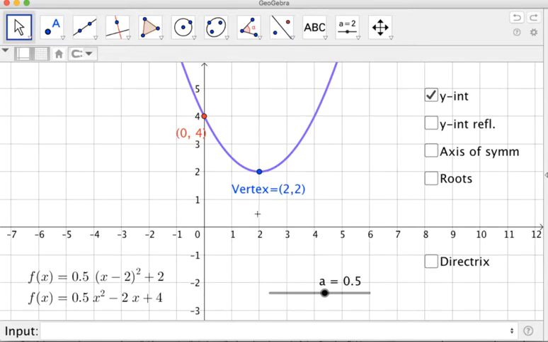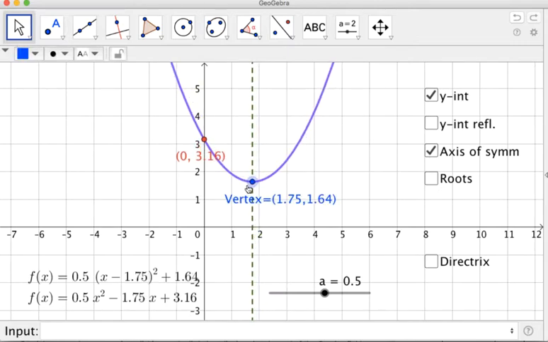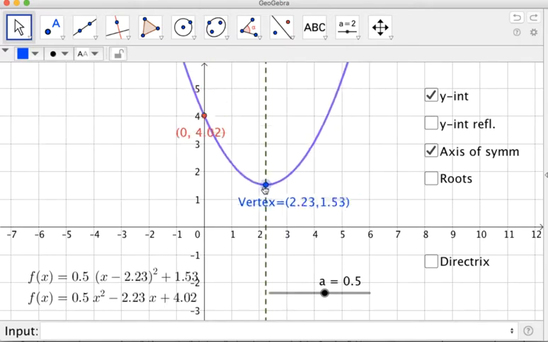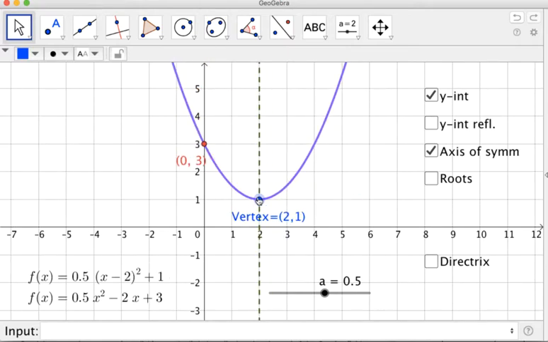Now, when we're thinking about plotting this, we want to think about a couple things. So the axis of symmetry is the vertical line that passes through the vertex. So as our vertex moves, our axis of symmetry will move. And what this means, this axis of symmetry, is that the portion of the parabola that's to the left of the axis of symmetry and the portion that's to the right are mirror images of each other.